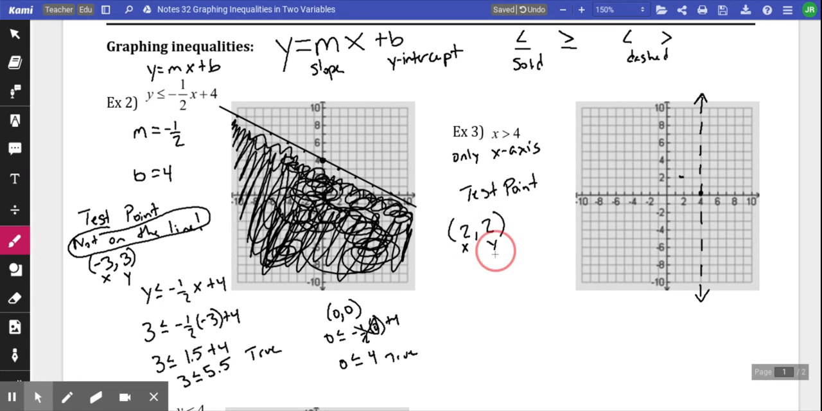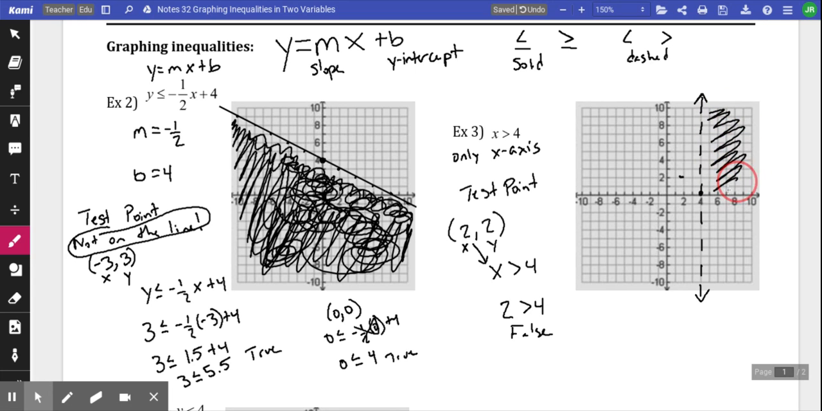So we have x, we have y. If I plug this into my inequality, x is greater than 4, it means I'm going to take the x term and plug it in for x. I get 2 is greater than 4. There isn't anywhere for me to put the y term. So that means I have this inequality right here. 2 is greater than 4. Is that true or false? Well, that's false. So here's where 2 is, which means I'm going to need to shade on the side opposite.